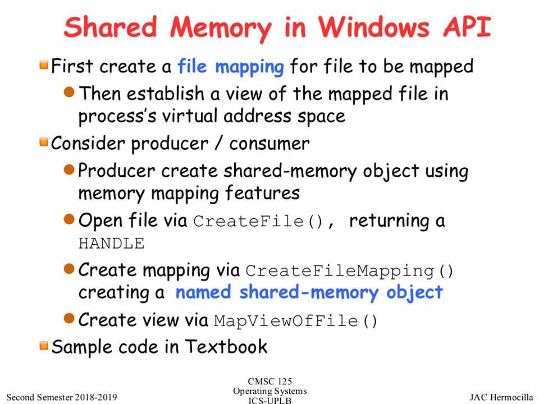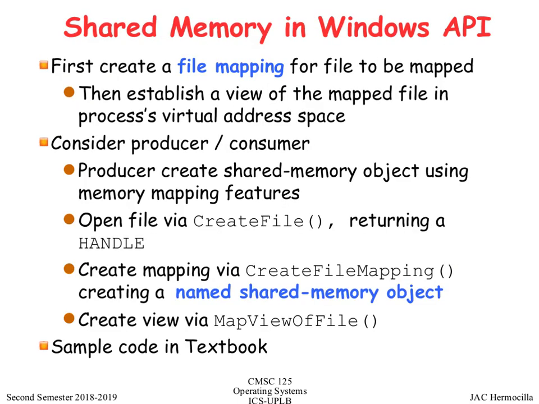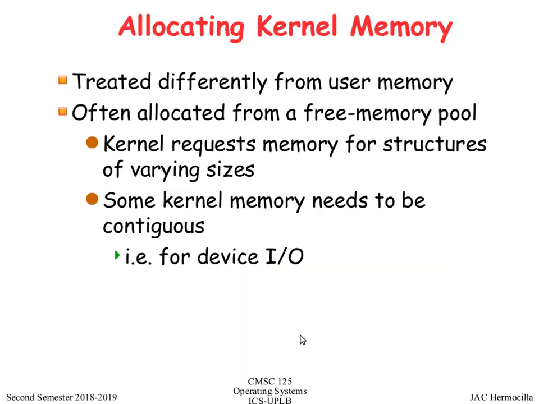So shared memory in the Windows API, so this is an example. I showed you earlier the Linux side, how shared memory works, okay? So here in Windows, if you want to try this, there are only three functions, basically creating a file, creating the mapping, and then viewing the file. Okay? Same as the Linux one.